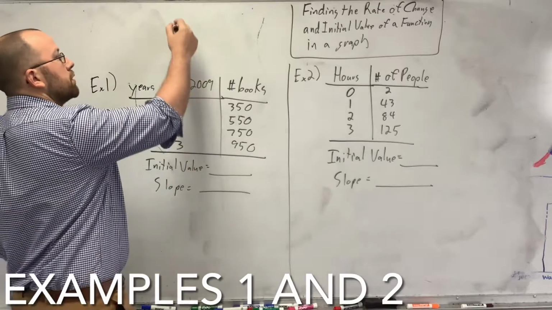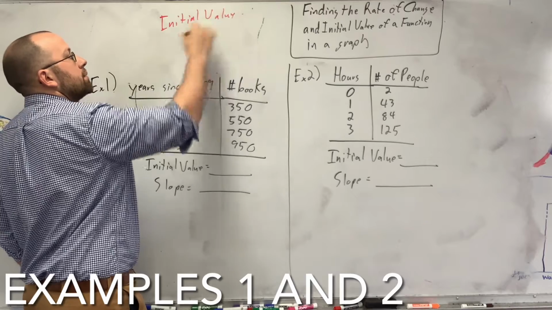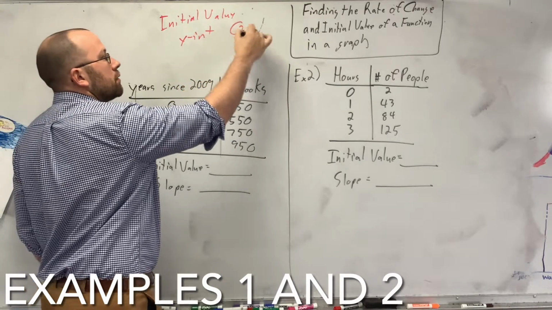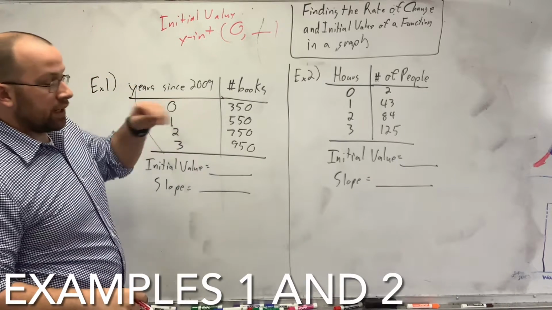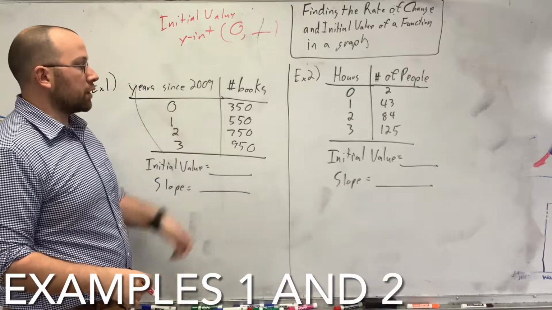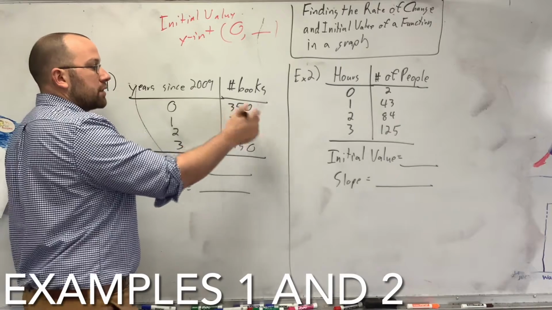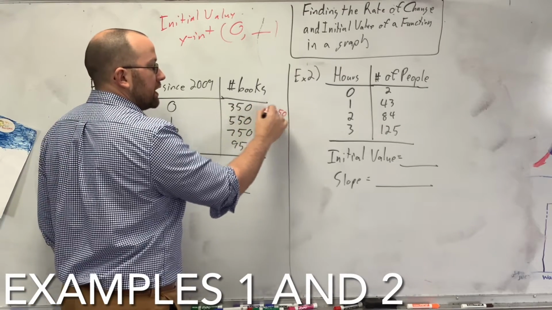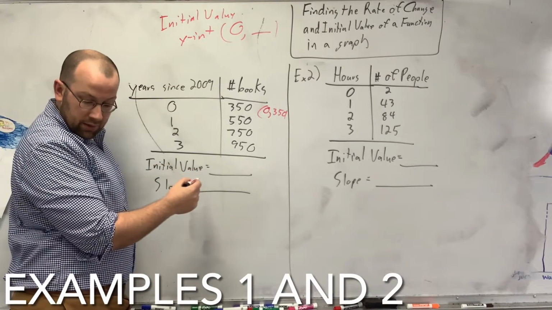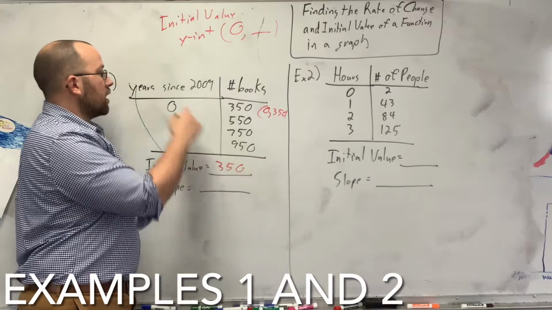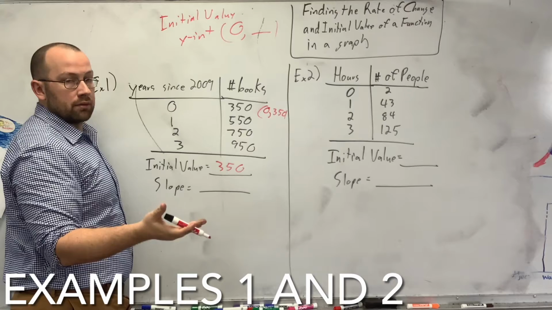As I said before, your initial value or your y-intercept will always be written as 0, some number. So if you can find in a chart where it says 0 for your x, that number that it goes with will be your y-intercept. This is actually written 0, 350, which is what our initial value is written as. So our initial value here is 350. It's where we start at. Since 2009, you've read 350 books.